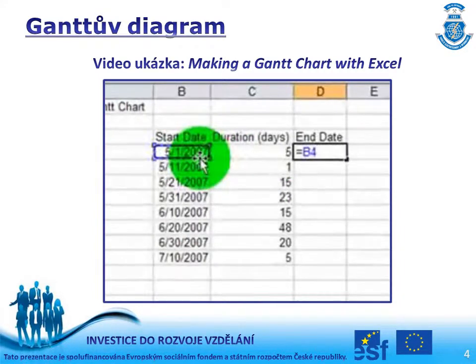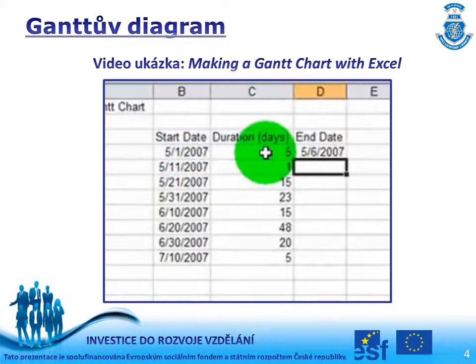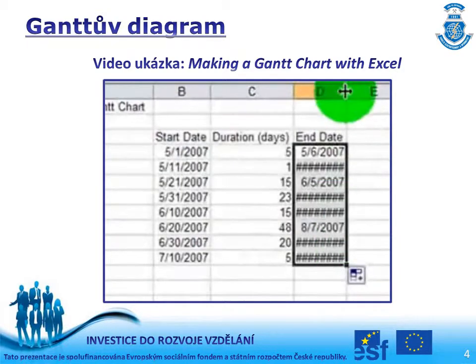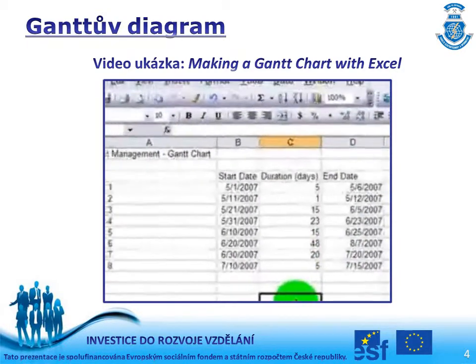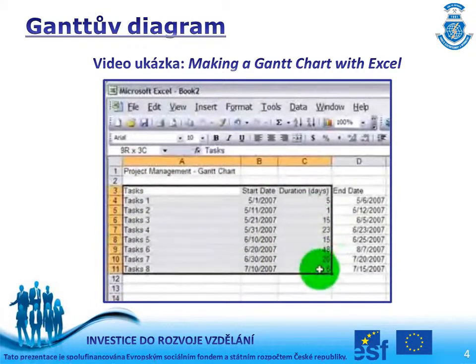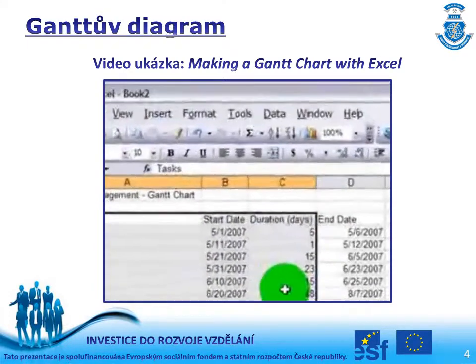The start date plus duration. There we go. So I have some basic information on various tasks for a project, the start dates, the duration, and the end dates. Now to start the Gantt chart, I'm going to select my data set, not including the end date though. I just want the task labels, the start dates, and the duration in days.